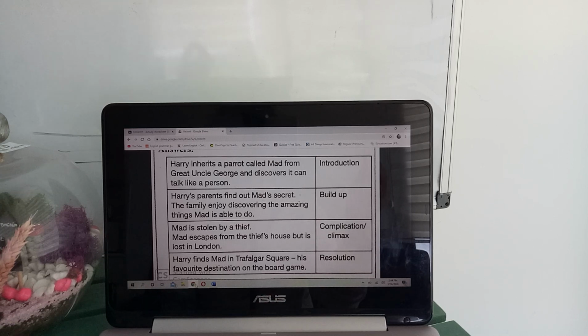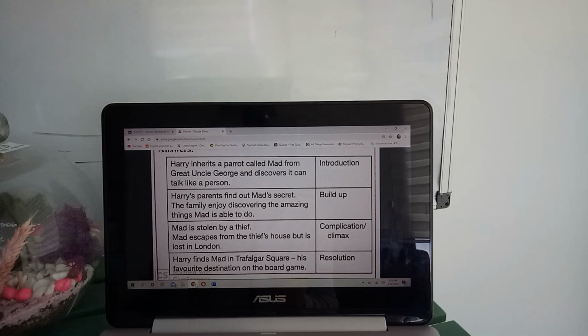Next in the recipe, we have build up. It says Harry's parents find out Mad's secret, followed by the family enjoy discovering the amazing things Mad is able to do. And this is how the story was building up. And since Mad has talents, other people get interested in Mad too.